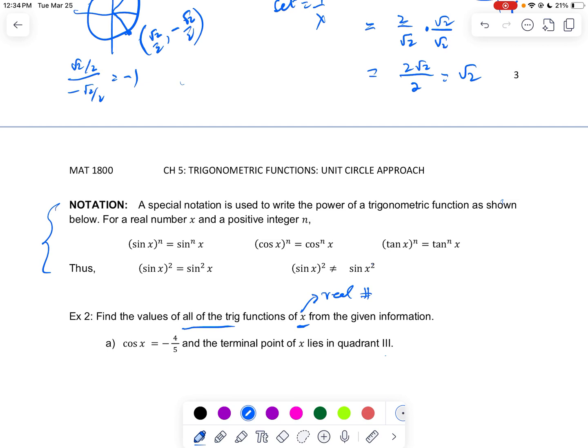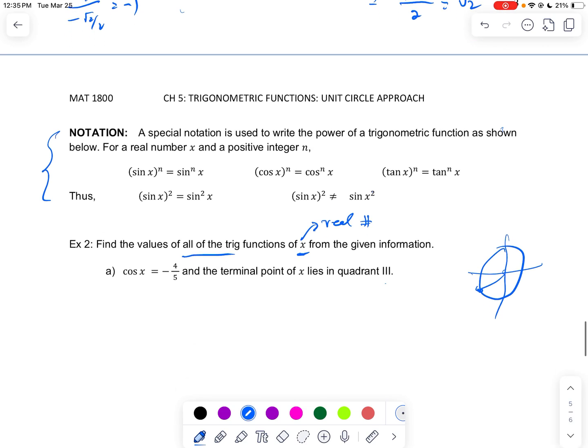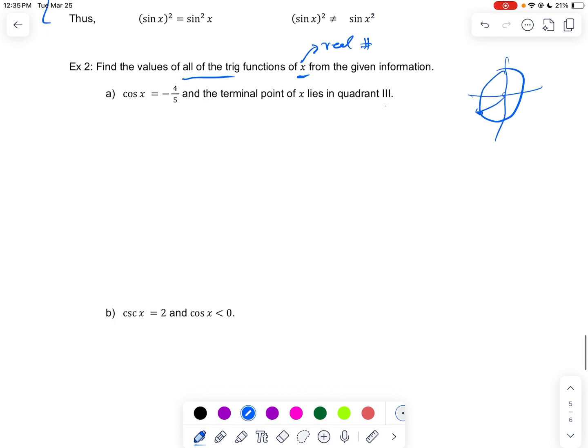What we are given is that the value of the cosine is equal to -4/5. And another piece of information is that the terminal point lies in the third quadrant. So it means our terminal point is somewhere in this quadrant. What do you know about a point in this quadrant? Well, I hope everyone knows that the x coordinate is negative and the y coordinate is negative. So, keeping that in mind, how will we find these?